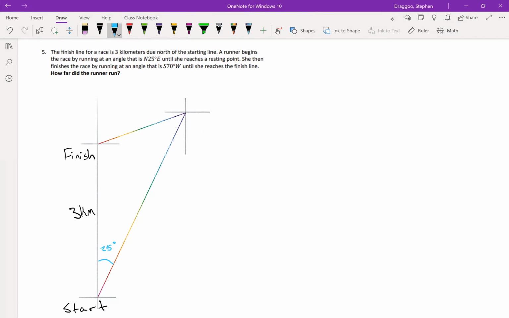Next, she'll get to the stopping point, at which point she'll then go in a direction that is 70 degrees west of south, which means we're looking at this large angle marked in red to be 70 degrees. And then we'll end up at the finish line. Also, we marked that that finish line was 3 kilometers due north of the starting line, and that Rainbow Road is the runner's path.